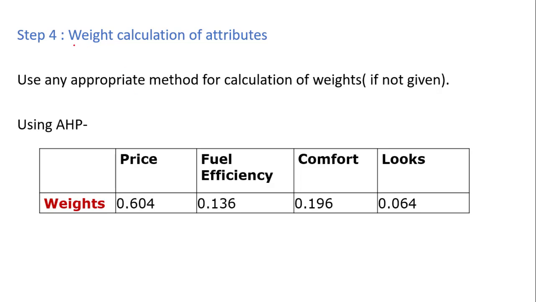Now we need to calculate weights for the different attributes. If weights are given, then okay. If weights are not given, then we will use some appropriate method. One such method is AHP, which I have discussed in my last video lecture. You can watch that video lecture if you are not aware of AHP. Only if weights are not given, we will use AHP or another such method to calculate the weights of the criteria. The weights of the criteria are calculated like this using AHP. For detail, you can see my last video lecture.